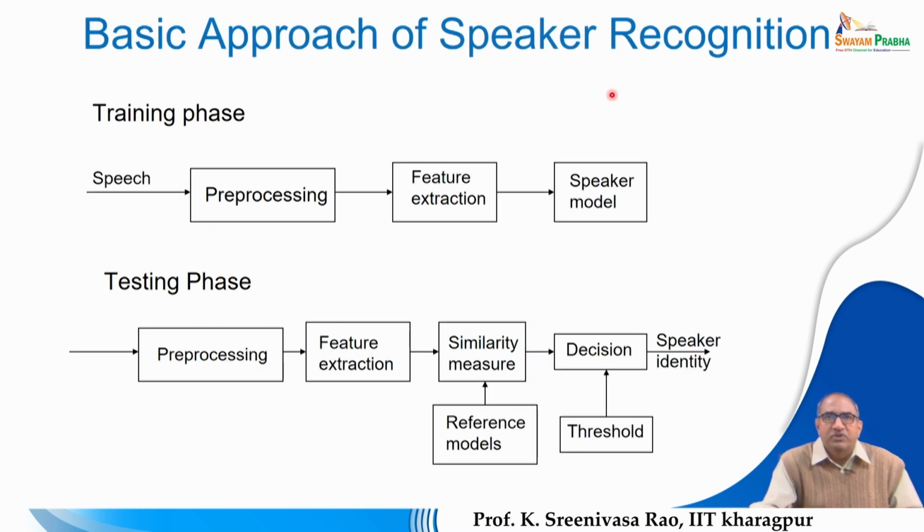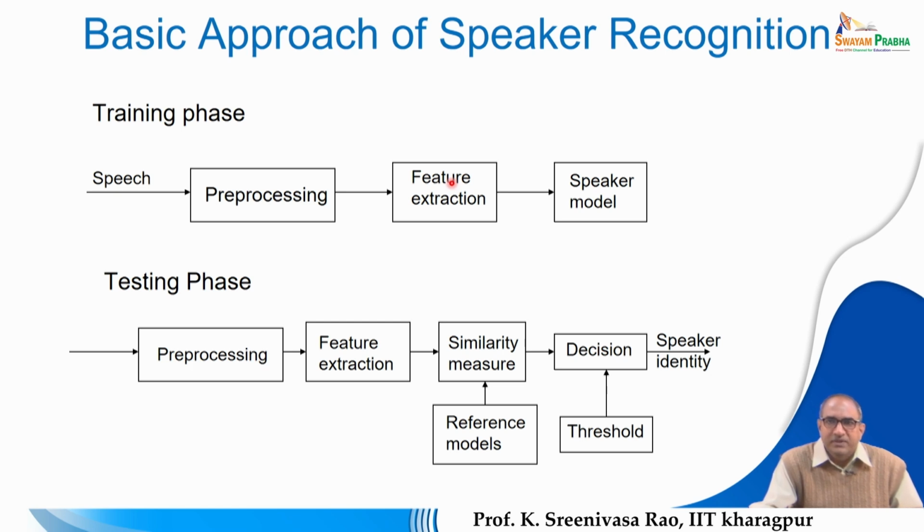And the basic approach for speaker recognition, this is a standard one, is speech and pre-processing. It means that if there is any noise, we can filter out the noise and extract the features. This block is similar to the one used for speech recognition also, and then we use the extracted features for building the speaker model.